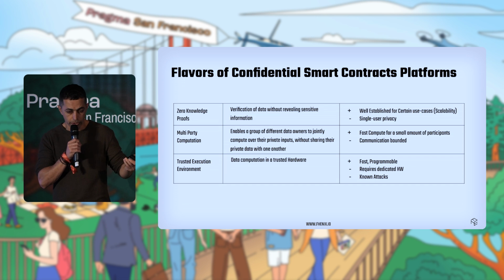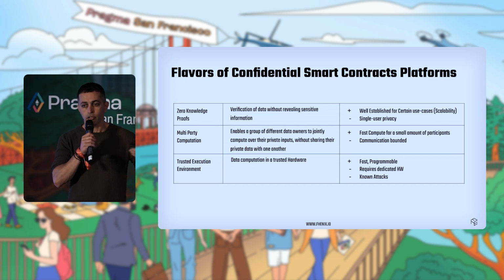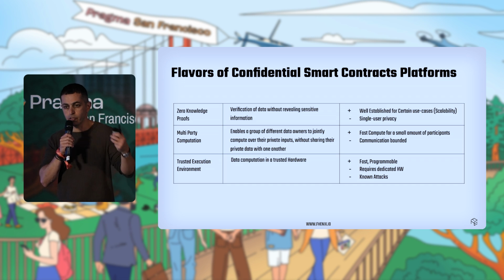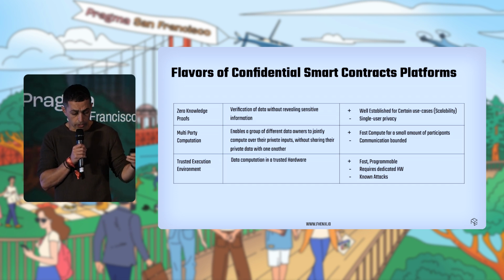So it all sounds great. Why hasn't it been solved by now? There are several cryptographies that have tried to solve it. I think you've all heard about zero knowledge, MPC and TEEs. We'll walk briefly through them.